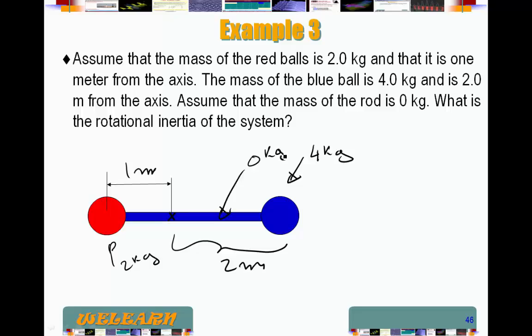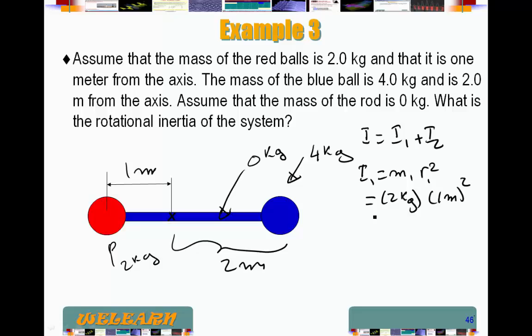It's 0 kilograms. Again, using the same rule, moment of inertia is I1 plus I2. If the rod had a mass, it would be plus I3, which would be the moment of inertia of the rod. Now, I1 for the red mass is going to be m1 r1 squared, and in this case we said that's 2 kilograms times 1 meter squared, which gives us 2 kilogram meter squared.